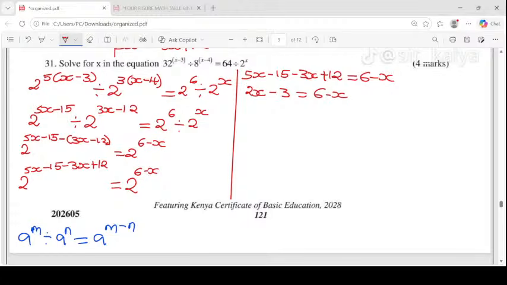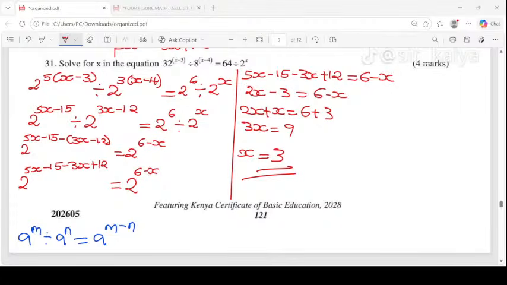Collecting like terms, I will have this as 2x plus x is equal to 6 plus 3. 2x plus x becomes 3x, is equal to 6 plus 3, this is 9. Then x will be given by 9 divided by 3, so our x will be 3. So the value of x in that particular question is exactly 3.